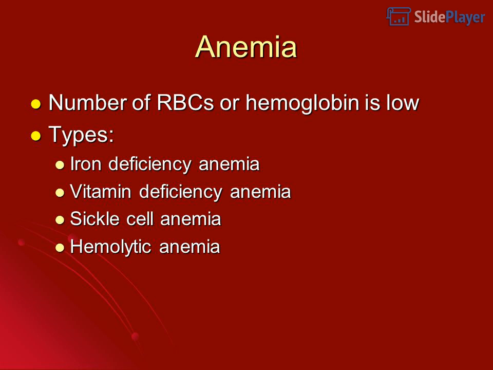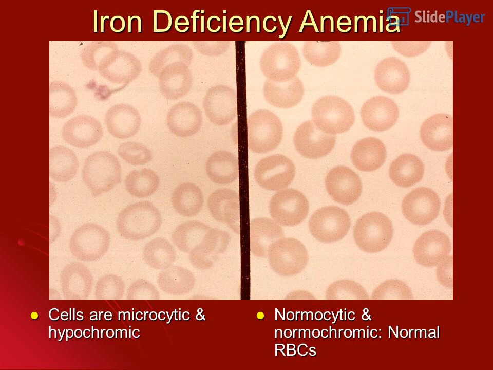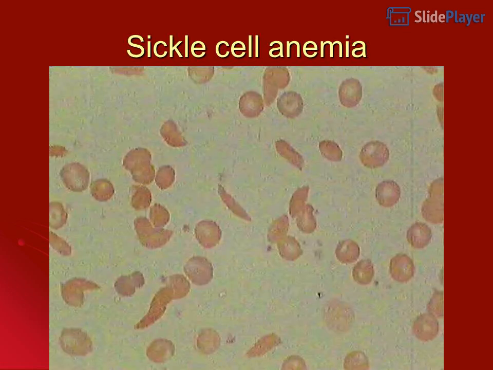Anemia: the number of RBCs or hemoglobin is low. Types: iron deficiency anemia, vitamin deficiency anemia, sickle cell anemia, hemolytic anemia. Iron deficiency anemia: cells are microcytic and hypochromic. Normocytic and normochromic, normal RBCs. Sickle cell anemia.